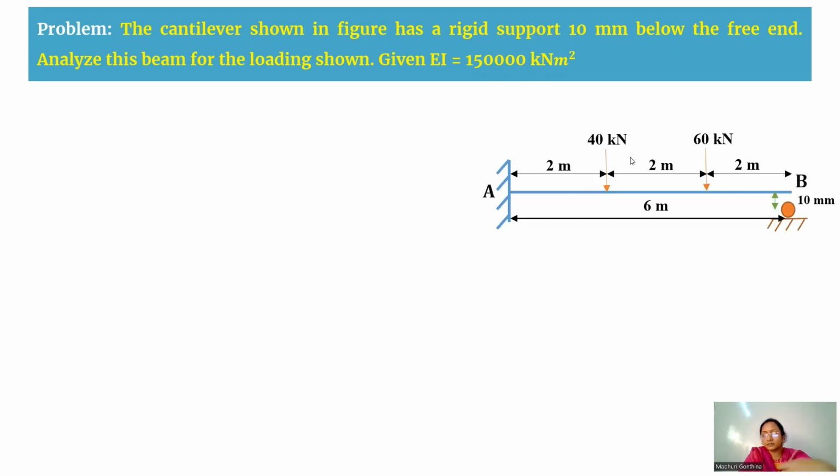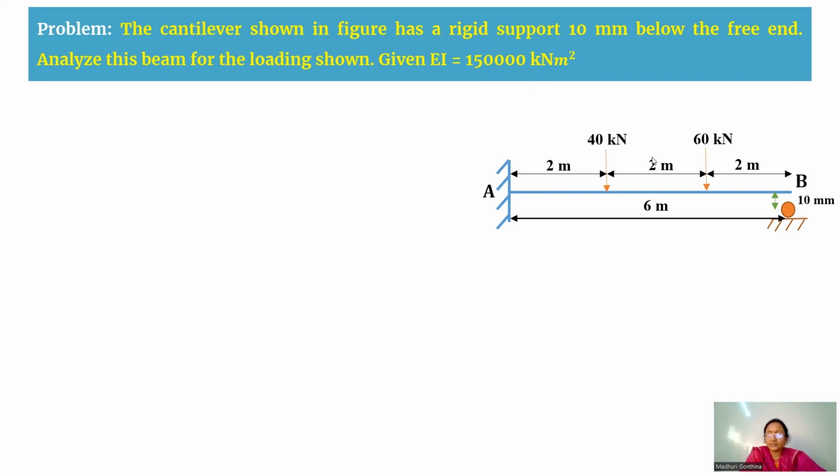So this is a cantilever beam which is shown, and it is also having a support at this B, but between this free end and this rigid support you are having a gap of 10 mm. So here you can call this a sinking of the support at the free end. EI throughout this entire beam is given as constant. So you are going to analyze this beam.